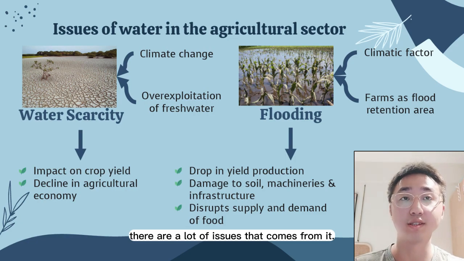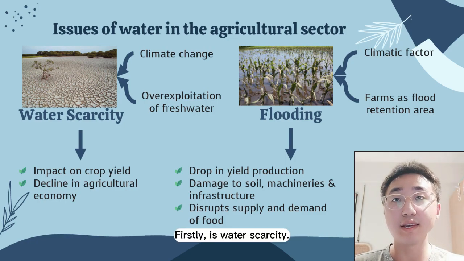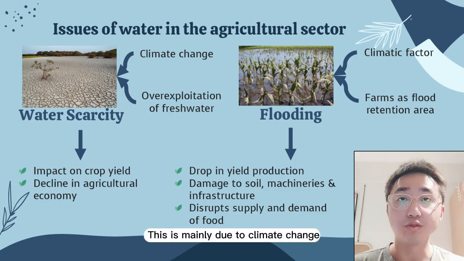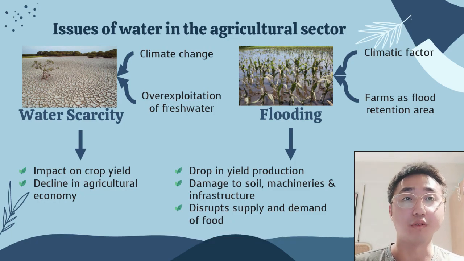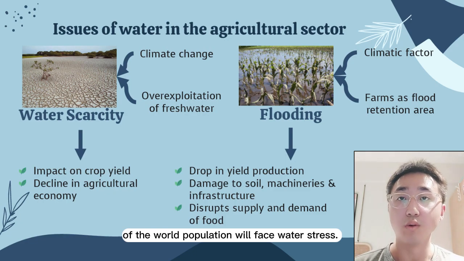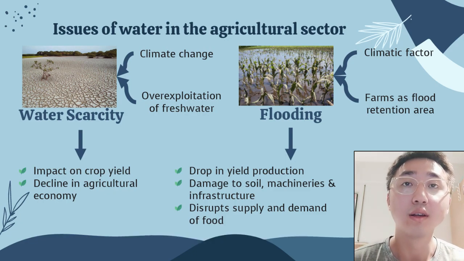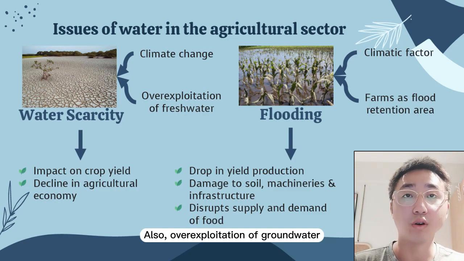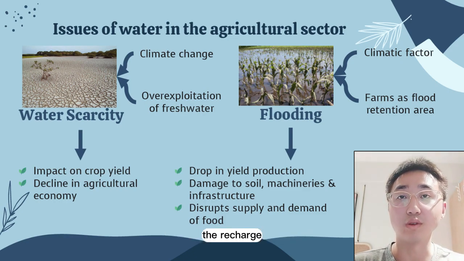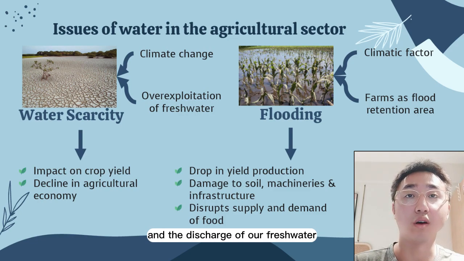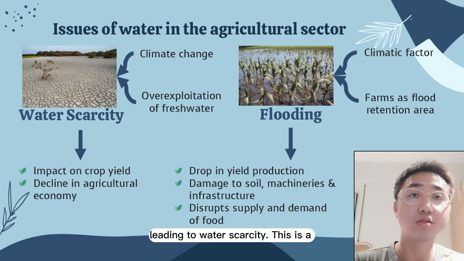Because water is used so much in agriculture, there are a lot of issues that come from it. First, water scarcity. It is caused by climate change, where in 2015 it was estimated that two-thirds of the world population will face water threats. Also, the over-exploitation of groundwater and surface water can disturb the recharge and discharge of fresh water, leading to water scarcity.